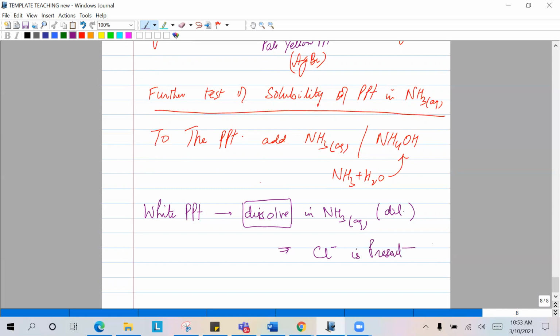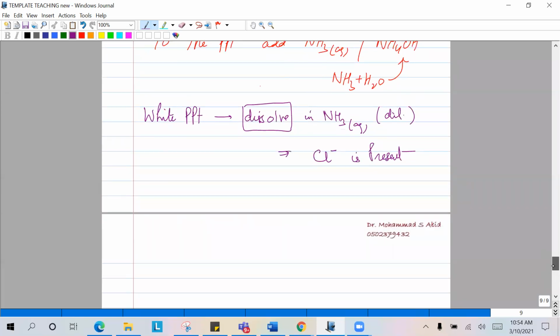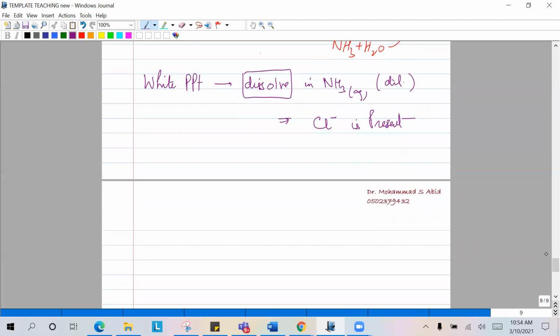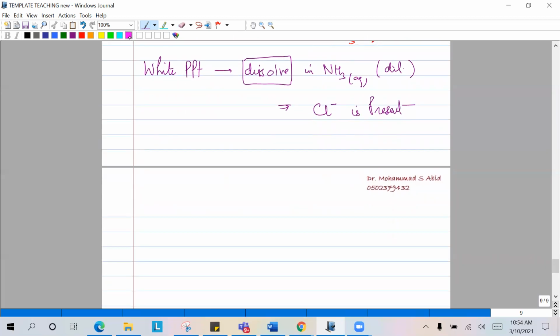So if you are not very sure whether it is white or cream, while looking at the color in the test tube, you just add ammonia into that test tube. Even if you add a small amount of ammonia, the precipitate starts dissolving. That is a clear indication that this is actually a white precipitate and it contains a chloride.